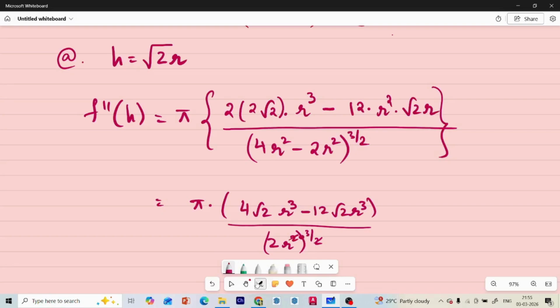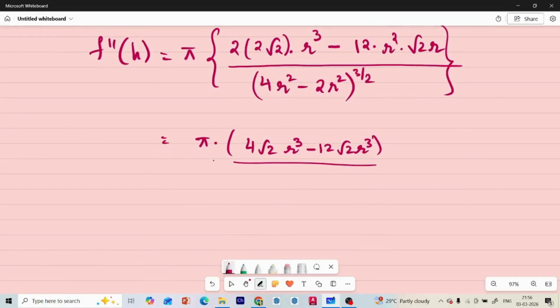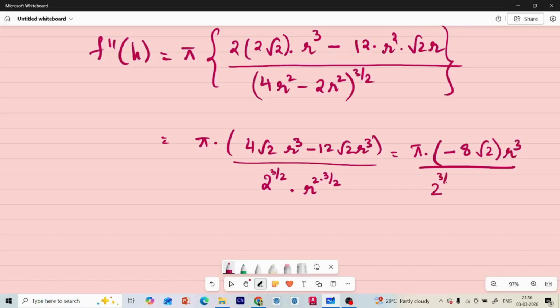So I'll write it like this for better clarity. 2 power 3/2 into r square power 3/2. So we write 2 into 3/2. As you can see, a negative has come: pi into minus 8 root 2 r cube by 2 power 3/2, and the r cube cancels.